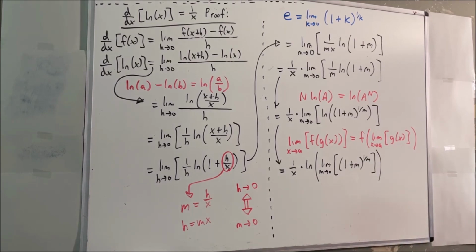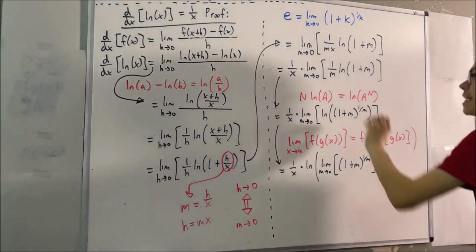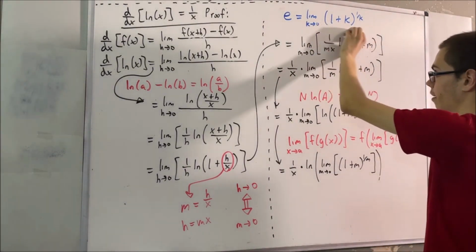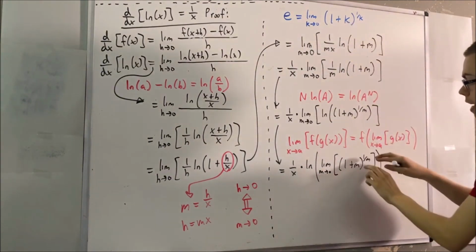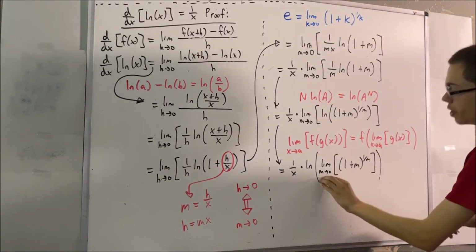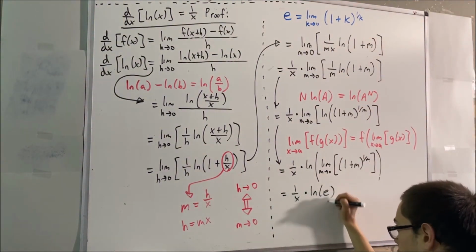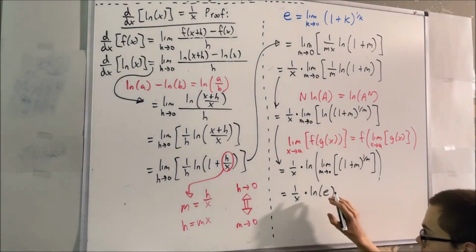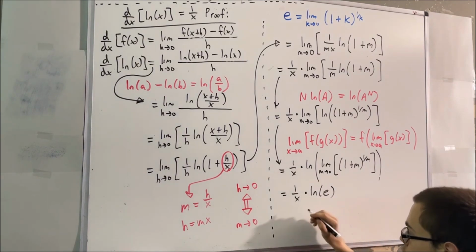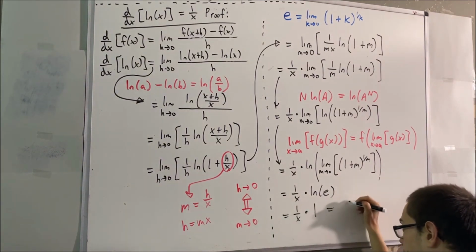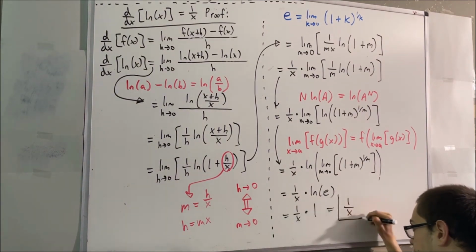All we have to do now is evaluate this limit. But this limit is exactly what this limit is up here. It's just instead of k, we have m. So it's the same thing. We know that this limit is equal to e. So we have 1 over x times the natural log of e, but the natural log of e is just 1. And therefore, the answer is 1 over x.